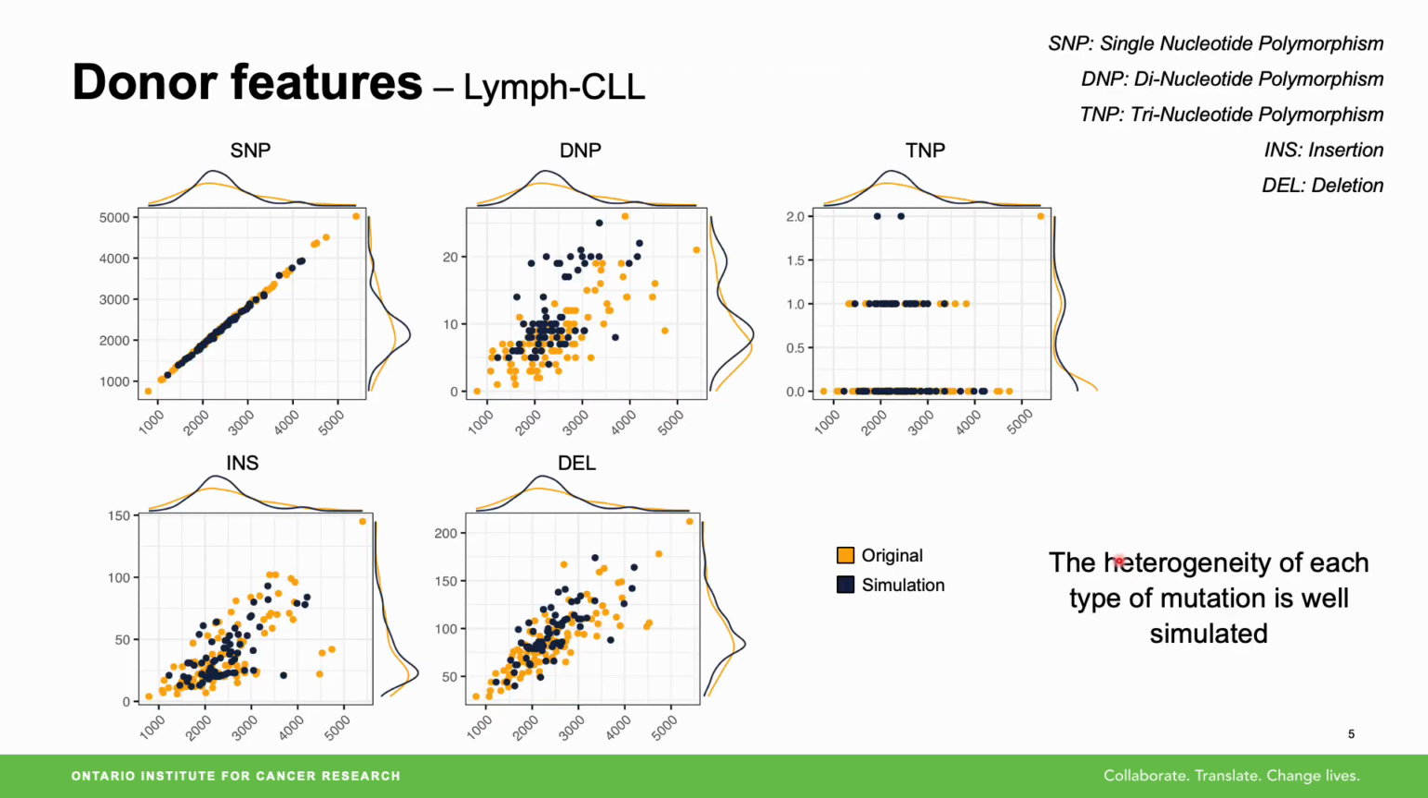To be able to say that our synthetic genome simulations are good, we need to compare them against the real data. Therefore, first we saw the number of different mutation types each patient has, from single nucleotide polymorphisms, dinucleotides, and trinucleotides, to small insertions and deletions. In this plot, donors are represented as dots, in orange the real ones, and in black the simulated. So in these preliminary results, you can see how the heterogeneity of each type of mutation is well simulated for this specific cancer type.